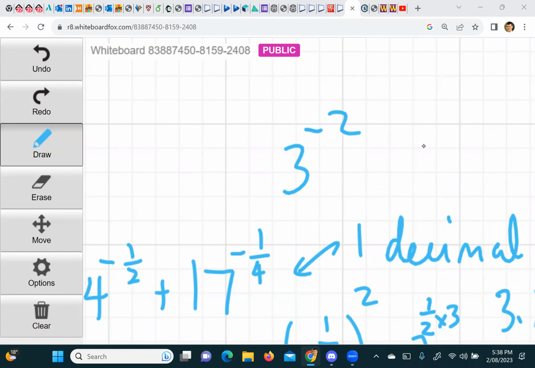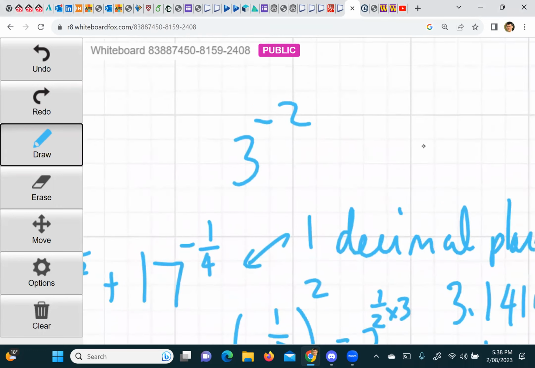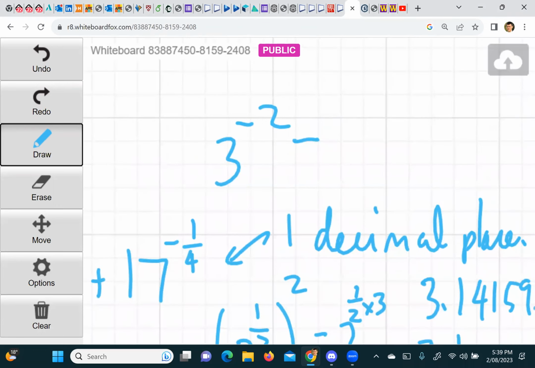Okay, so what do negative powers mean? One thing to remember is even though the power is negative, the answer is still going to be positive. The negative power means this: 1 over 3 squared. Basically it's the same as having a positive power, but now it's in the denominator, like a reciprocal.